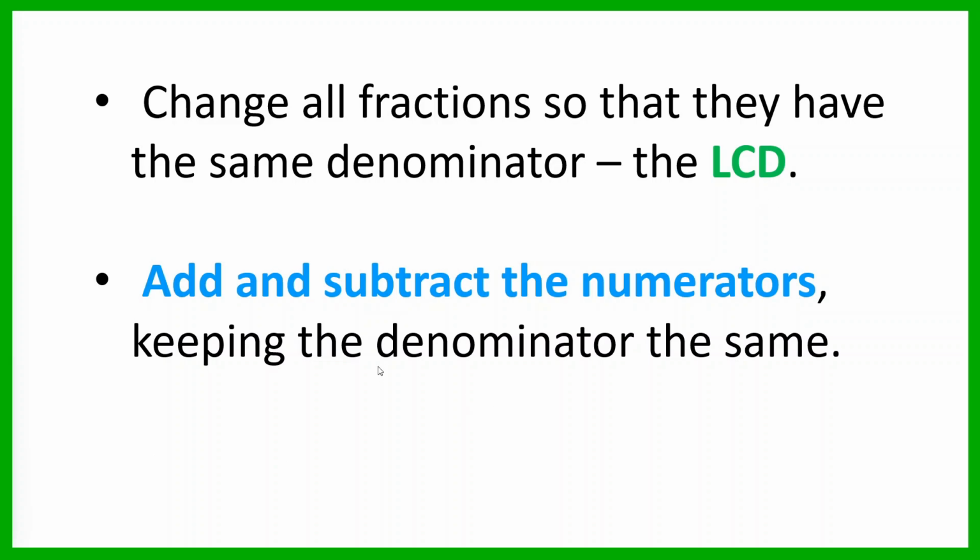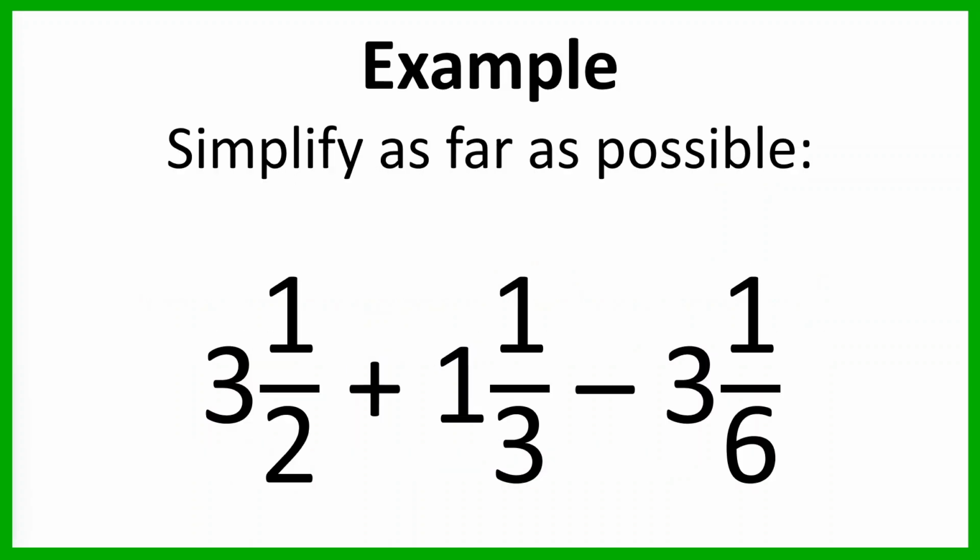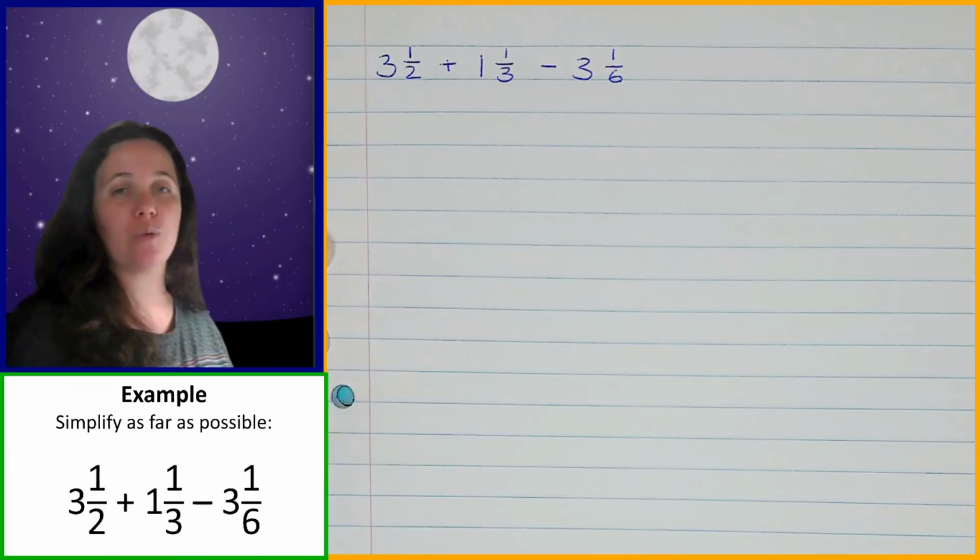Then once you've done that, you are going to simplify the fraction as far as possible if it can be simplified. Okay, so let's have a look at an example where we're going to be adding and subtracting fractions. So in this example over here, we have 3½ plus 1⅓ minus 3 1/6. Okay, so let's have a look at how we would do this question.